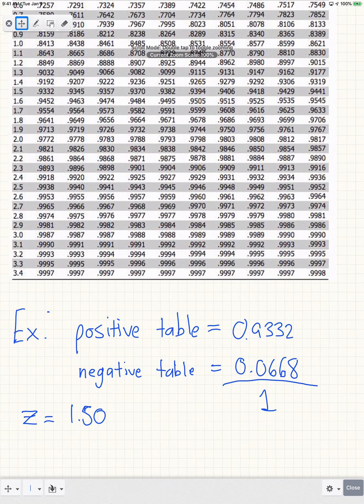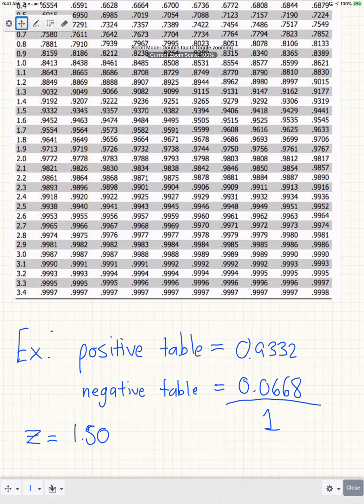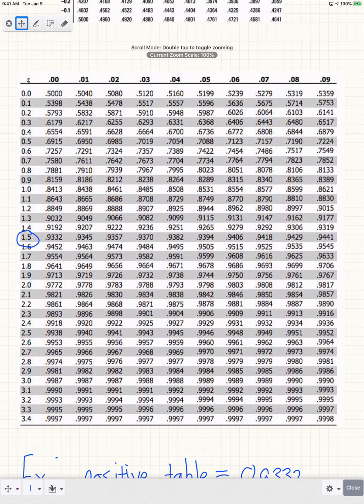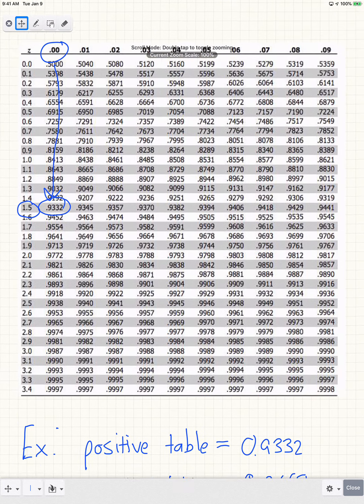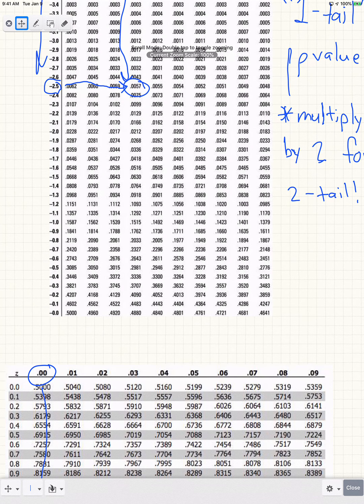For example, on the positive table, let's say my z-value was 1.50. I'd go, okay, we have 1.5 here, and here is going to be the 0, and where it meets is going to be 0.9332. So on the positive table, we get 0.9332. Let's look for that same 1.50 on the negative table. I go to negative 1.5, and we know that first column is the 0, so our answer is going to be 0.0668.